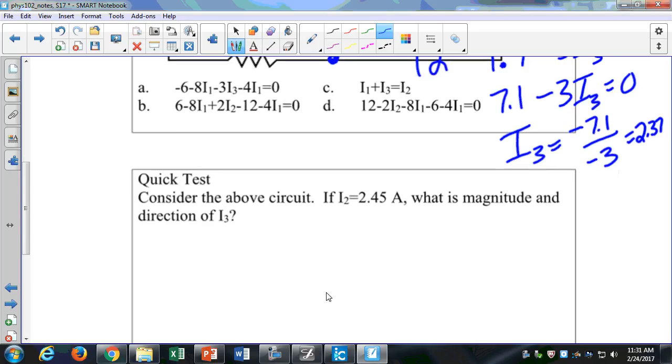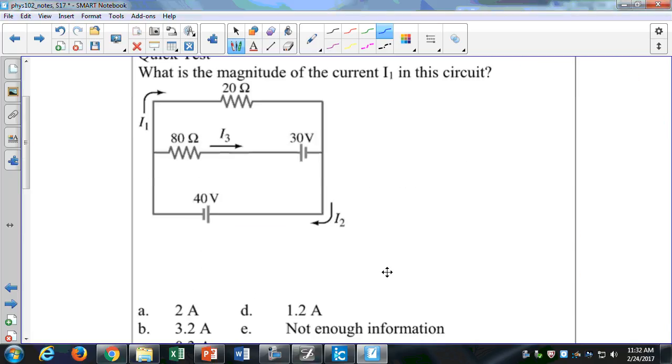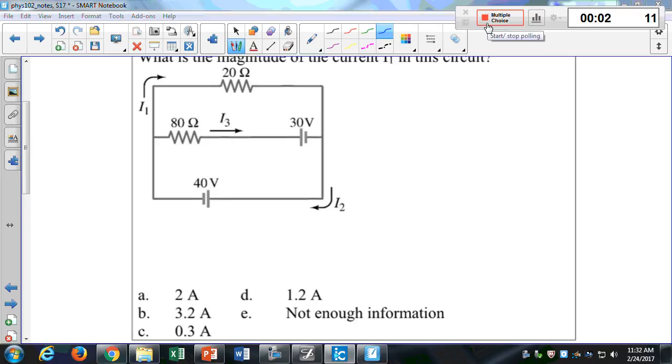All right, let's see. Let's try this one. What is the magnitude of the current I1 in this circuit? If you pick the right loop, this thing becomes super easy.